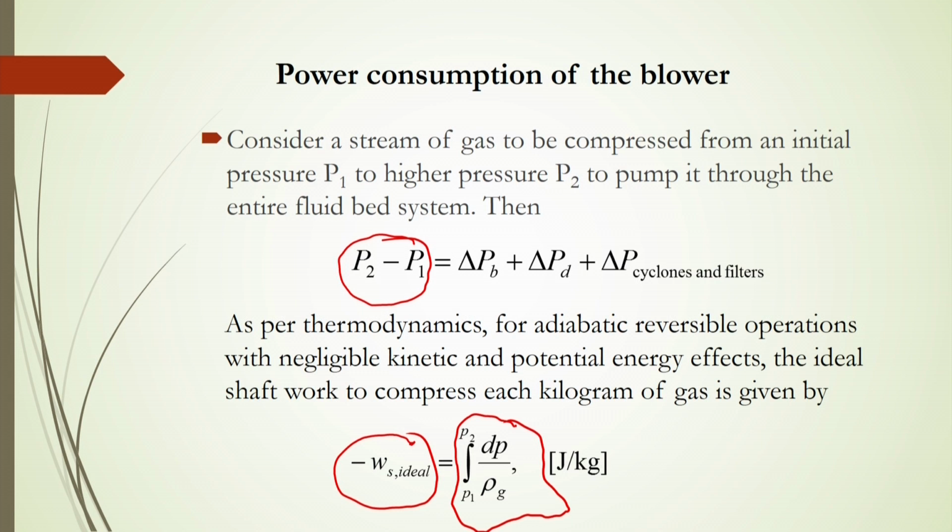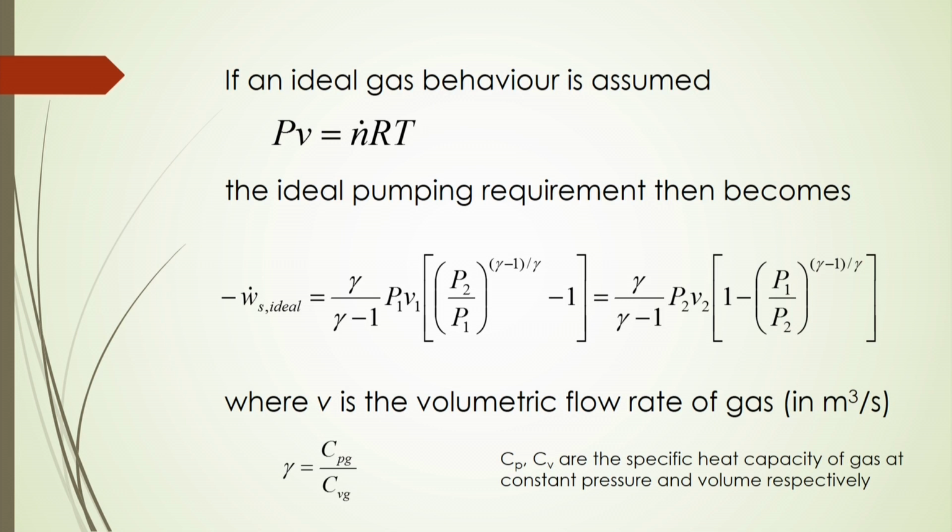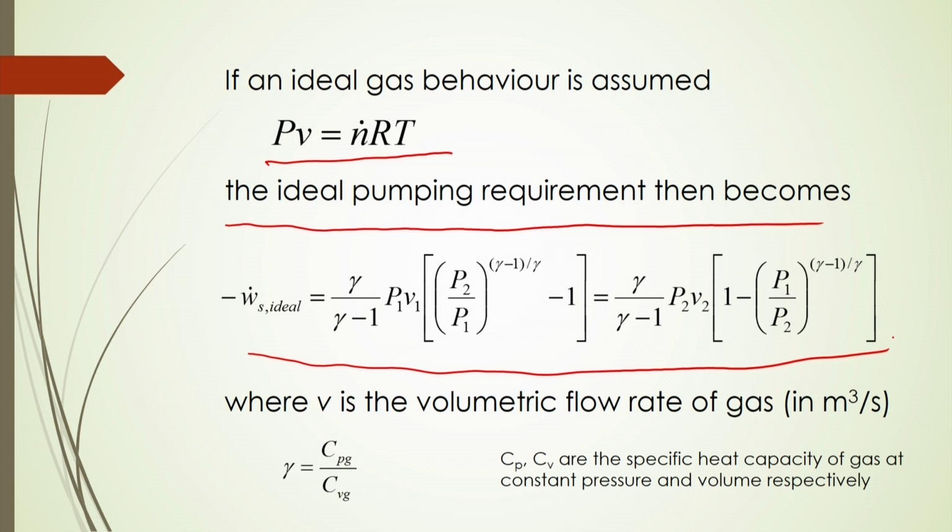Based on this, we will be able to calculate the work done by the compressor for compressing this gas from pressure P1 to P2. Now, if we consider that this is an ideal gas being compressed from the lower pressure to the higher pressure, then the equation Pv equals nRT will be followed. So the ideal pumping requirement, after substitution of this value of P in this equation and then dp, finally gives this equation for the ideal shaft work.